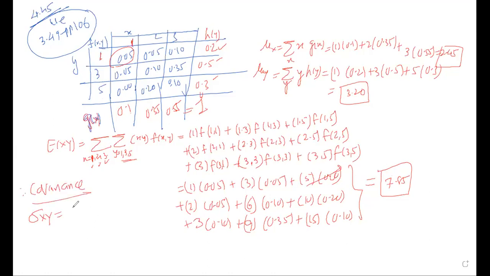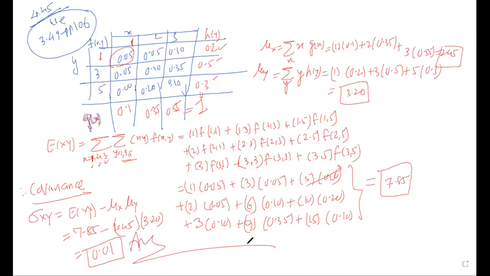Therefore, the covariance of X and Y is equal to E of XY minus mu X and mu Y. E of XY is 7.85, mu X equal to 2.45, we figured it out, and mu Y is equal to 3.20. So if you use your calculator, you're going to get the answer equal to 0.01. That is the answer. So that's how you can solve the examples based on variance and the standard deviation.